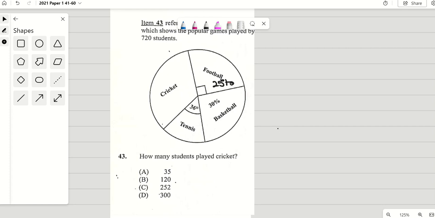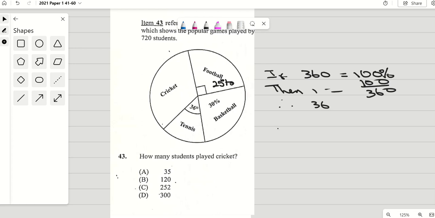How many students played cricket? This question you have to use a little bit of working. We saw that tennis is 36 degrees. So we know if 360 degrees is equal to 100%, that is your entire circle of 360 degrees is 100%. Then 1 degree would be 100 divided by 360. Therefore, 36 degrees would be 100 over 360 multiplied by 36 over 1. This is 1, this is 10, right? So 36 degrees is actually 10%.